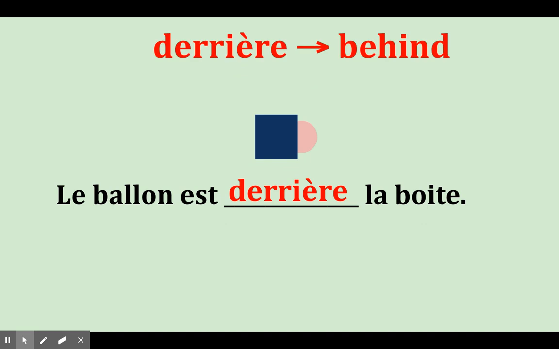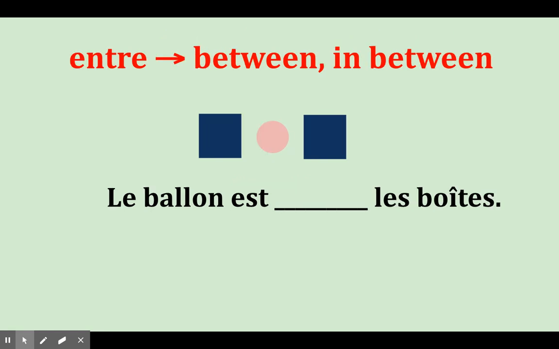Le ballon est derrière la boîte. Behind. Say it after me. Derrière. Le ballon est derrière la boîte. Right? It is behind the box. Oops, missed an accent there.